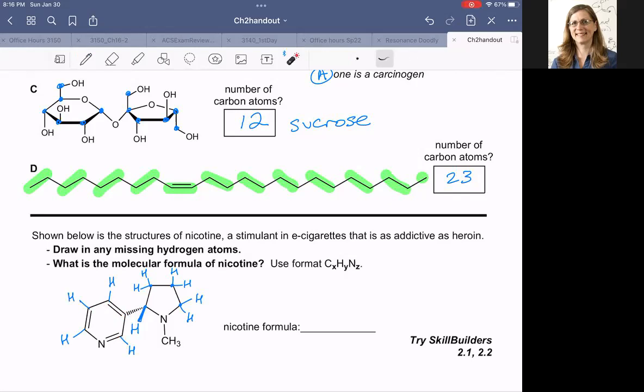And then how about nitrogen? Nitrogen has 3 bonds, that makes it neutral. And of course, if there was a hydrogen on that nitrogen, we would have to show it. The only hydrogens that are missing in a line drawing are those that are attached to carbon.